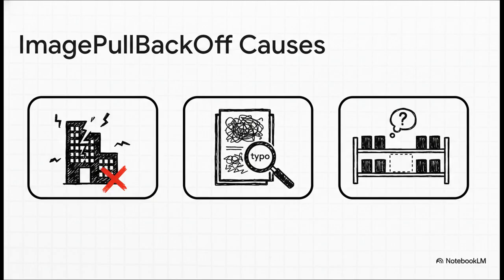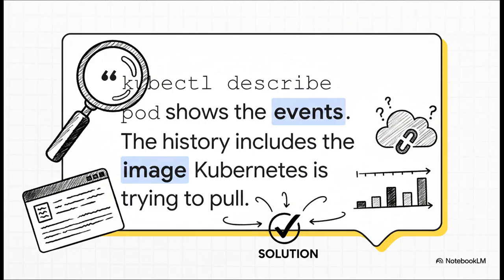Maybe the image registry itself is down, or your cluster just can't reach it. Or, and this is super common, you've got a simple typo in the image name or the tag. Or maybe the image you're asking for just plain doesn't exist in that registry. Oops. So the big question is, how do you figure out which of those it is?